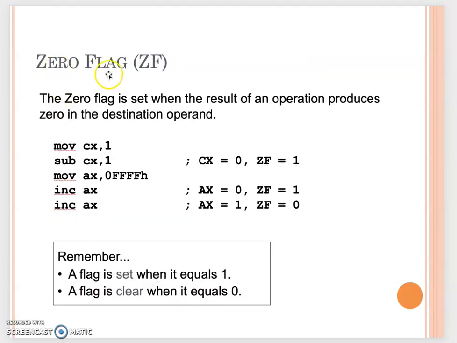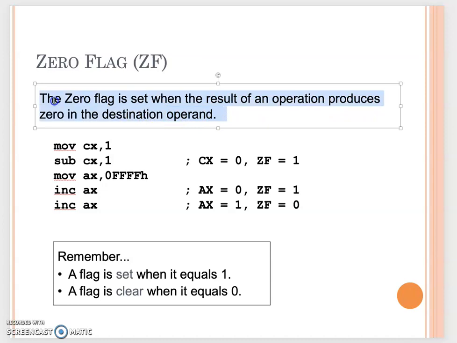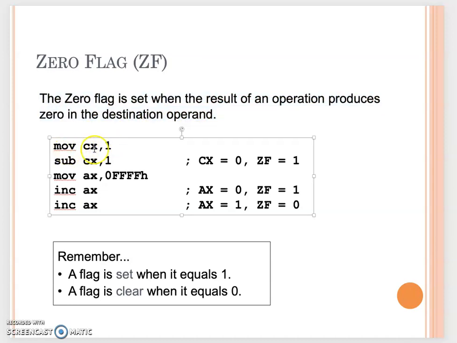So the first thing, let's see the zero flag. The zero flag is set when the result of an operation produces 0 in the destination operand. So you can see here, when you move 1 to CX, MOV doesn't update any status flag. Then you have SUB CX, 1. So 1 minus 1 becomes 0, so your zero flag will be set because CX equals 0.